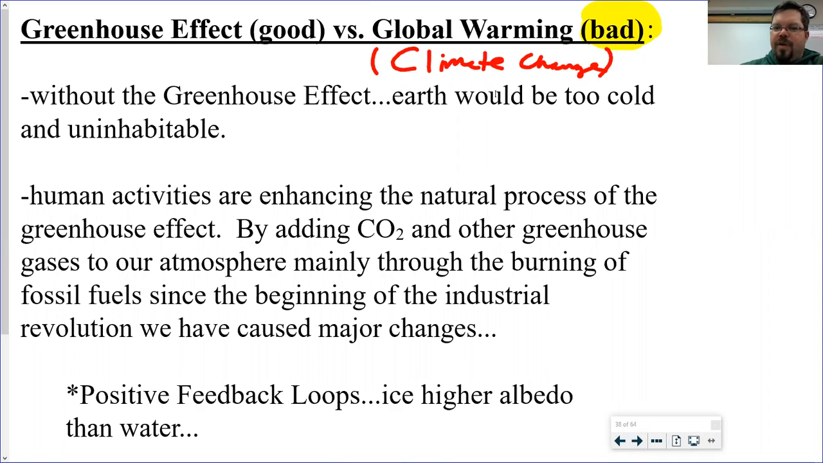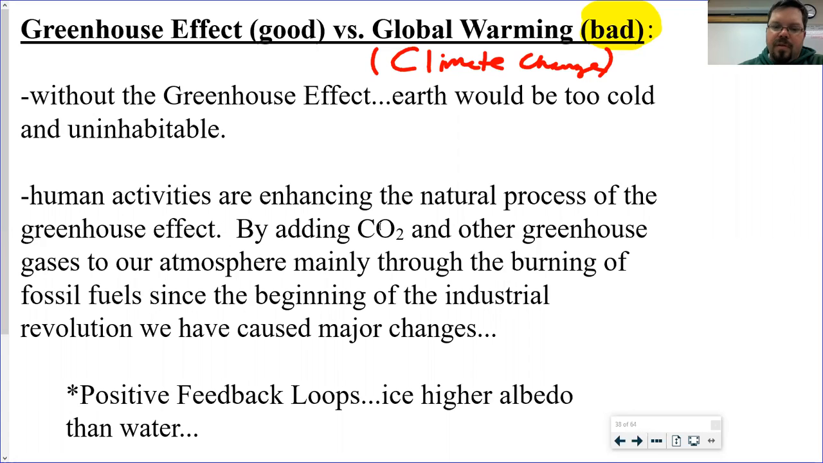Having to do with the greenhouse effect versus global warming, or like we've talked about before, the term that we like to use more now is climate change, because it's not just about warming temperatures. Without the greenhouse effect, Earth would be too cold and uninhabitable. So the greenhouse effect is a good thing, obviously. But here's the deal. Human activities are enhancing the natural process of the greenhouse effect. By adding CO2 and other greenhouse gases, usually through industrial uses of fossil fuels, we're changing the balance of the carbon cycle, and we're inputting more, especially the thing of most concern, CO2, into our atmosphere.